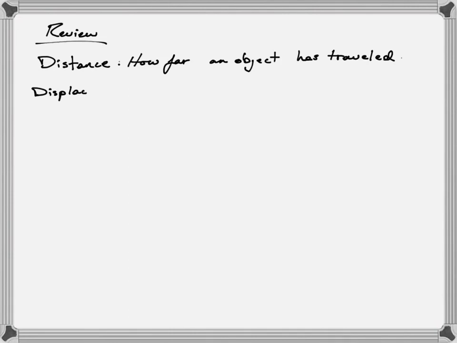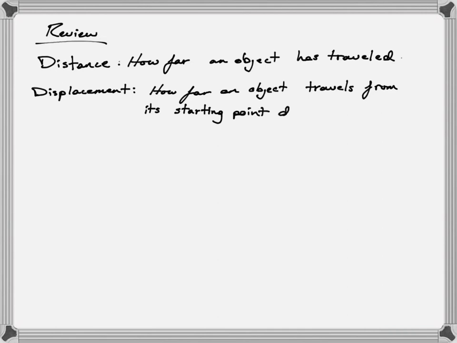Displacement, on the other hand, does care about the direction. So we can define it in a way that says it's how far an object travels from its starting point directly to its endpoint. We already defined it mathematically as final position minus the initial position, and that's what we're saying here. All we care about is how far away I am from where I started to where I ended. I don't care about anything in between. I draw a line from where I started to where I ended.